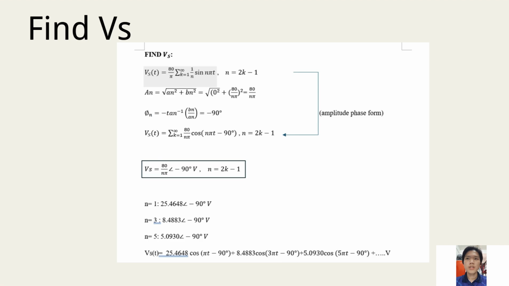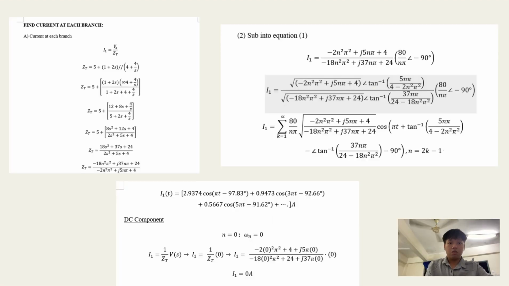In order to find the Vs value, we need to first find the an value and the phase angle value. Then, by altering the Vs of t function into the amplitude phase form, the Vs value can be obtained by substituting the corresponding odd harmonics values. Next is the part to find the current on each branch. For finding each current, we need to find the total impedance in the circuit first. In this circuit, the total impedance is negative 18 n square pi square plus j37 n pi plus 24 over negative 2 n square pi square plus j5 n pi plus 4.